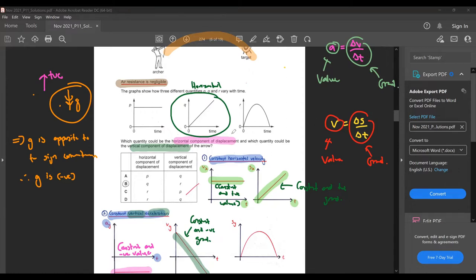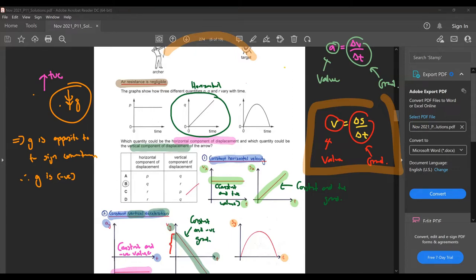Now after that, you want to convert it from velocity-time to displacement-time. To do that, you use this equation: the value of velocity is equal to the gradient of your displacement-time graph. So this one, I can think of it in two ways. Let me use a different color. What color can I use? I'll just use red now.